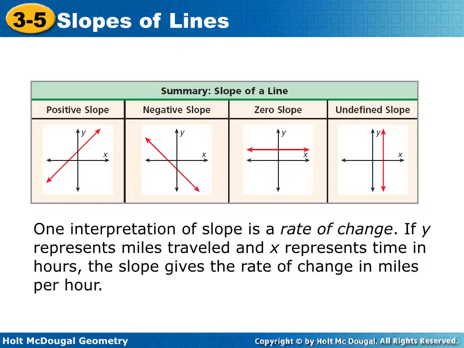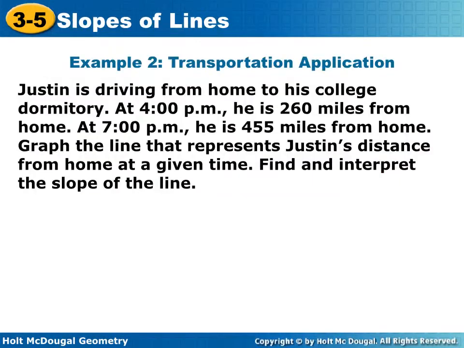One interpretation of slope is a rate of change. If y represents miles traveled and x represents time in hours, the slope gives the rate of change in miles per hour. Now we're going to start looking at problems that use this rate of change. And I just want to make a special note. These are word problems. So when you solve them in class for me on quizzes and tests and homework, I want to see your answer in the form of a sentence, a contextual sentence talking about what you just found.